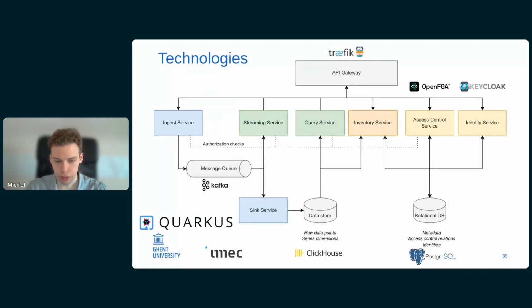When we map this to different technologies, the actual services are built using Quarkus, which is a Java and Kotlin modern alternative to microservice application software. I forgot the name. It was Spring Boot. So it's a modern alternative to Spring Boot. For the message queue, we use Kafka. And then the actual data store is using ClickHouse.